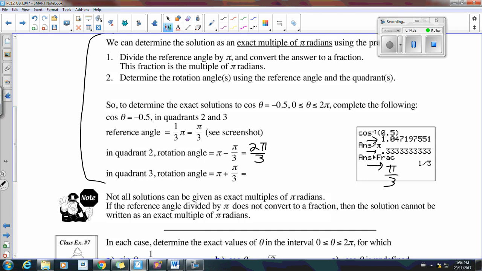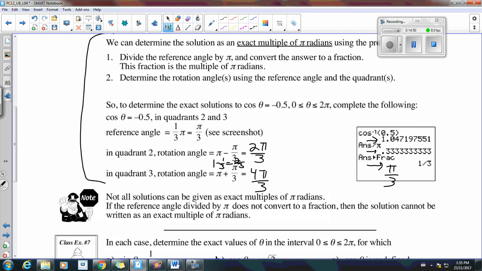So again, when you're punching this in, you could type in 1 minus 1/3. It's going to give you 2/3. Put the pi back in. In quadrant 3, the rotation angle is pi plus pi over 3, which is 4 pi over 3.